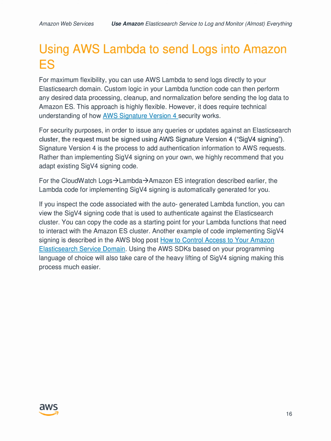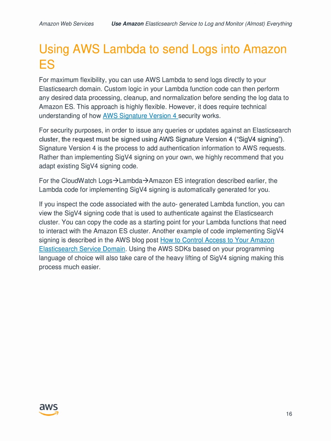Custom logic in your Lambda function code can then perform any desired data processing, cleanup, and normalization before sending the log data to Amazon ES. This approach is highly flexible. However, it does require technical understanding of how AWS Signature Version 4 security works. For security purposes, in order to issue any queries or updates against an Elasticsearch cluster, the request must be signed using AWS Signature Version 4, SIG4 signing.